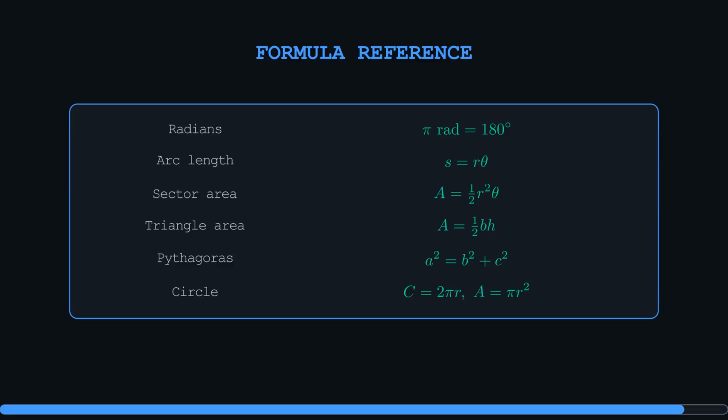Here is your quick reference. Pi radians equals 180 degrees. Arc length is r theta. Sector area is 1/2 r squared theta. Triangle area is 1/2 base times height. Pythagoras' theorem relates the sides of a right triangle. Circle circumference is 2 pi r, and circle area is pi r squared.